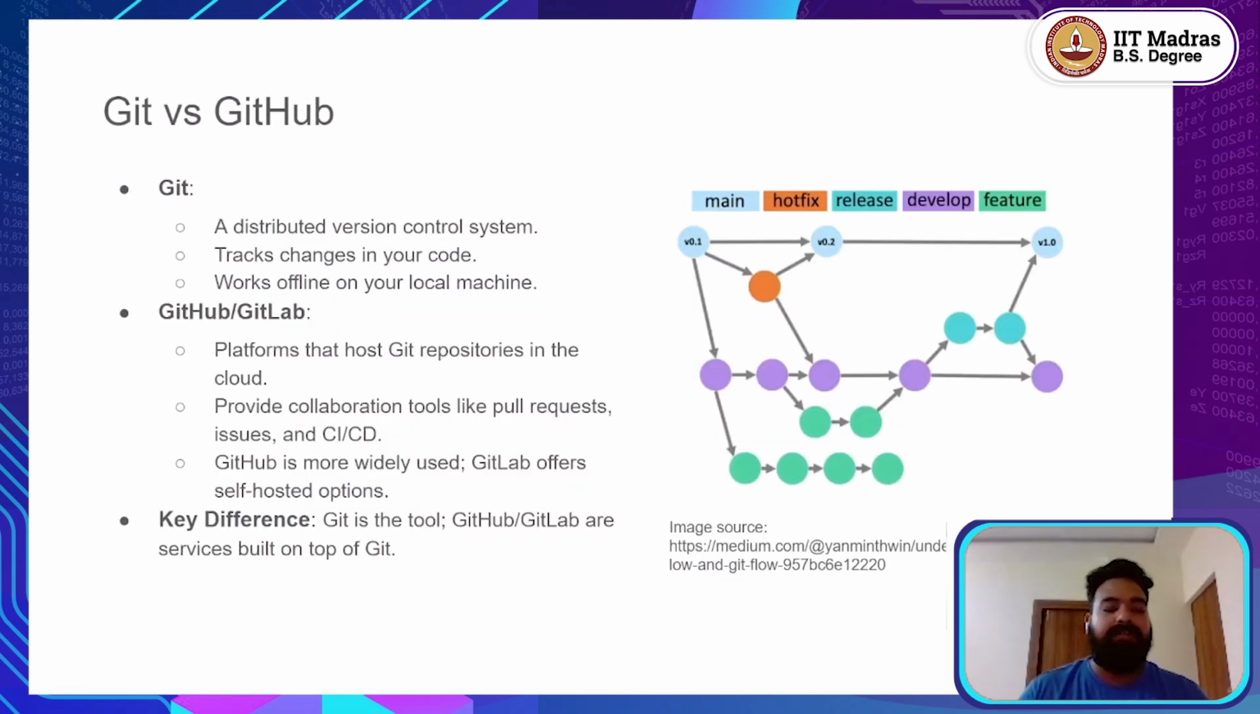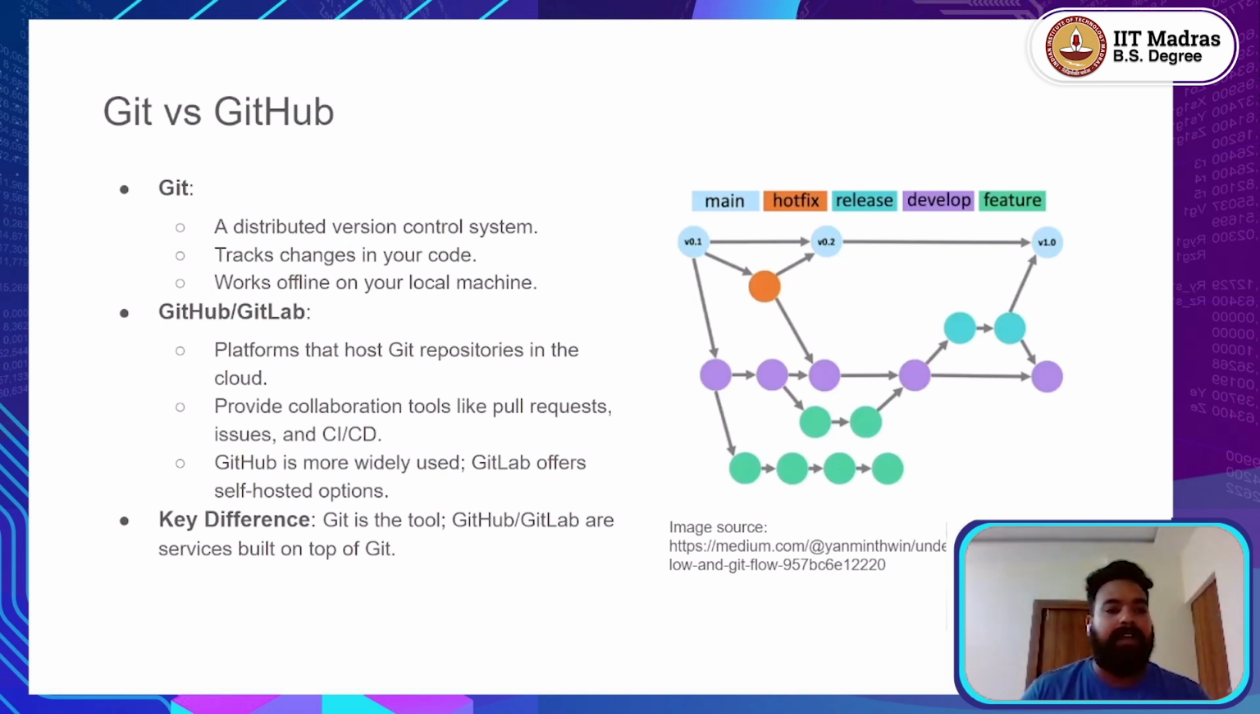Now, this often leads to some confusion. What is the difference between Git and GitHub? Git is the underlying tool, the actual version control system that keeps track of changes to your files on your local machine. It helps you manage the history of your code, work on new features without disrupting the main code base, and safely experiment with changes.